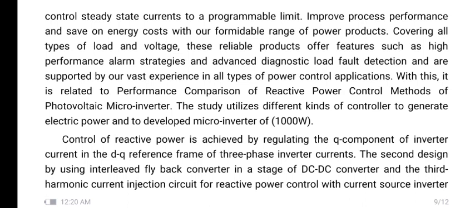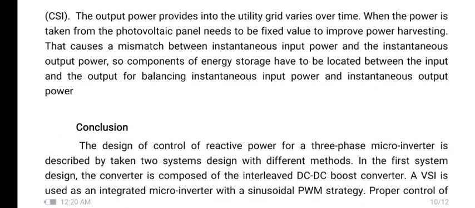photovoltaic microinverter. The study utilizes different kinds of controllers to generate electric power and to develop a microinverter of 1000 watts. Control of reactive power is achieved by regulating the Q component of inverter current in a D to Q reference frame of three-phase inverter currents. The second design uses an interleaved flyback converter in a stage of DC to DC converter, and a third harmonic current injection circuit for active power control with current source inverter or CSI.